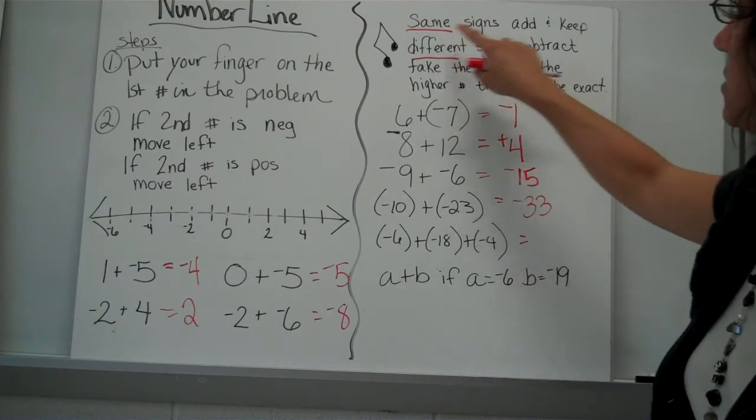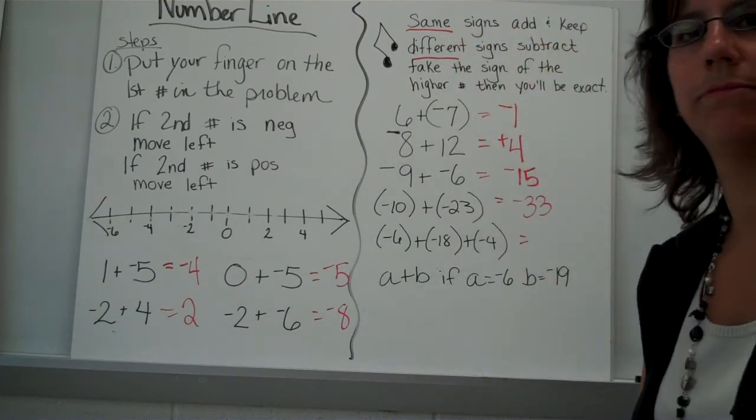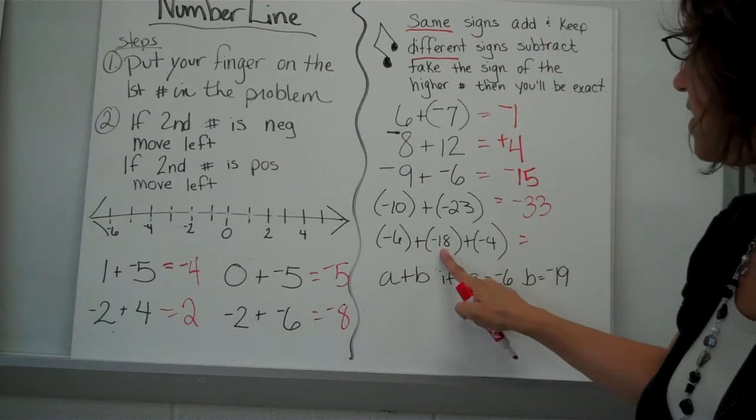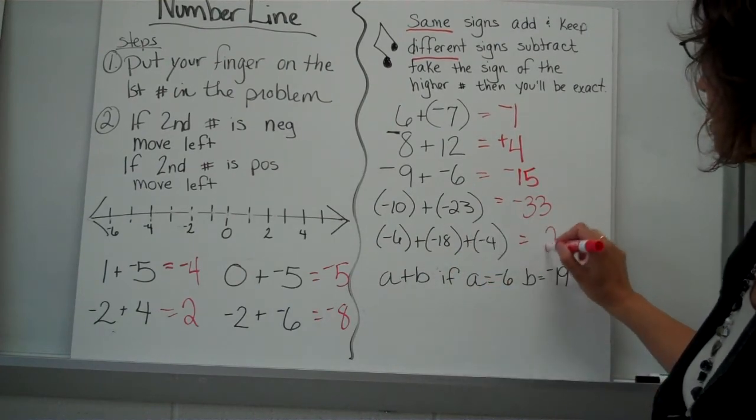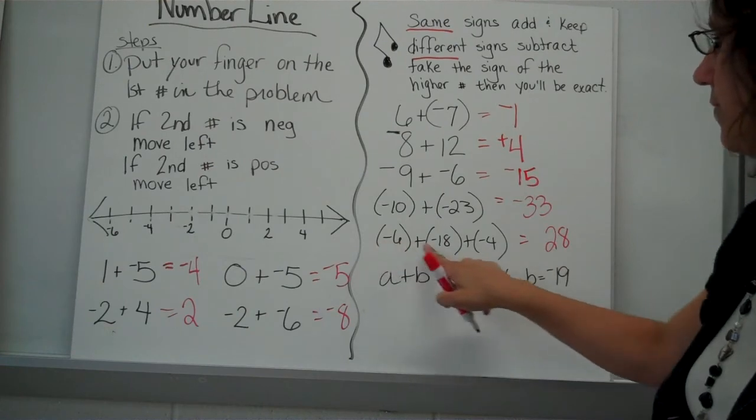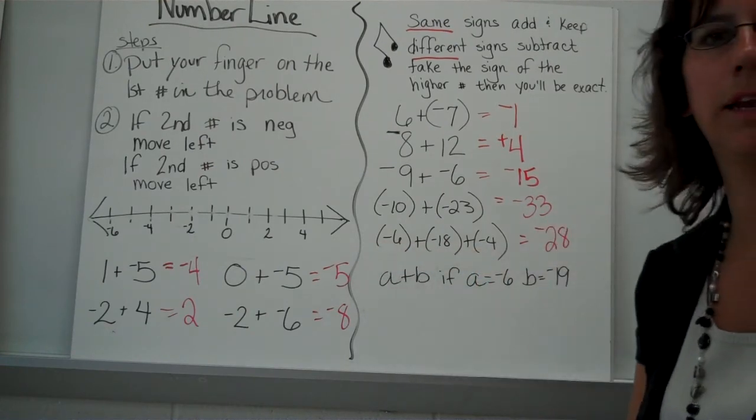So they're all the same sign. We're going to add them together. 6 plus 18 plus 4, that is going to be 28. And all of them are negative, so my answer is negative.